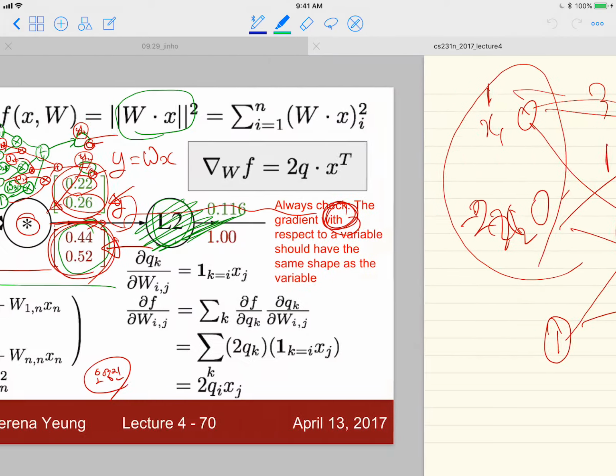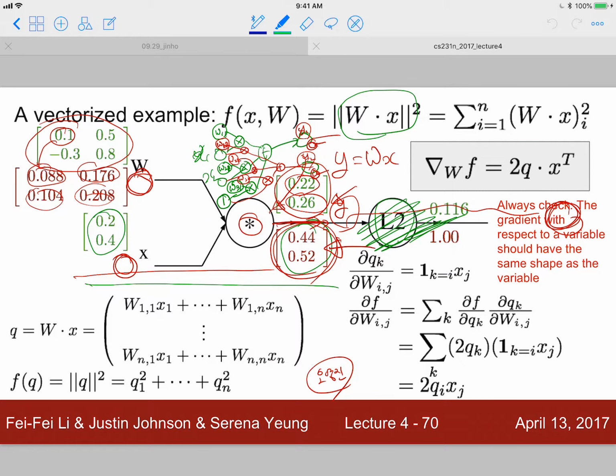Let me continue a little bit about this vectorized form and its gradient. We learned at the end of the last lecture that this vectorized form of a computational graph is nothing but a compact form of a computational graph composed of all the scalar components. It's just a rearrangement of our scalar variables or parameters into a vector or matrix form, right?